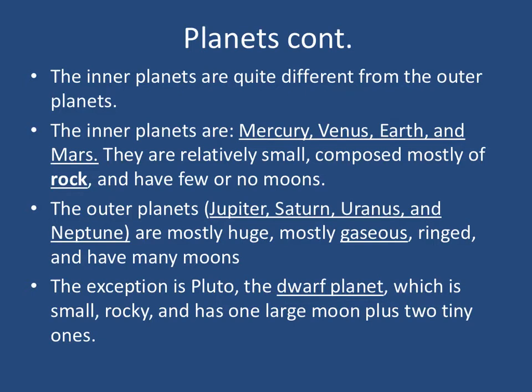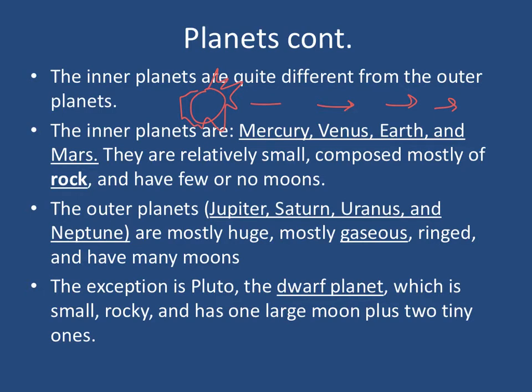We have inner planets and outer planets. The inner planets are Mercury, Venus, Earth, and Mars. Those are all rocky planets. They're relatively smaller. Venus and Earth are pretty close in size, followed by Mars, which is a little smaller. Mercury is a lot smaller. And obviously, if you didn't notice this, they go in order from the sun. So if the sun is here, we're going out in order in terms of distance from the sun.